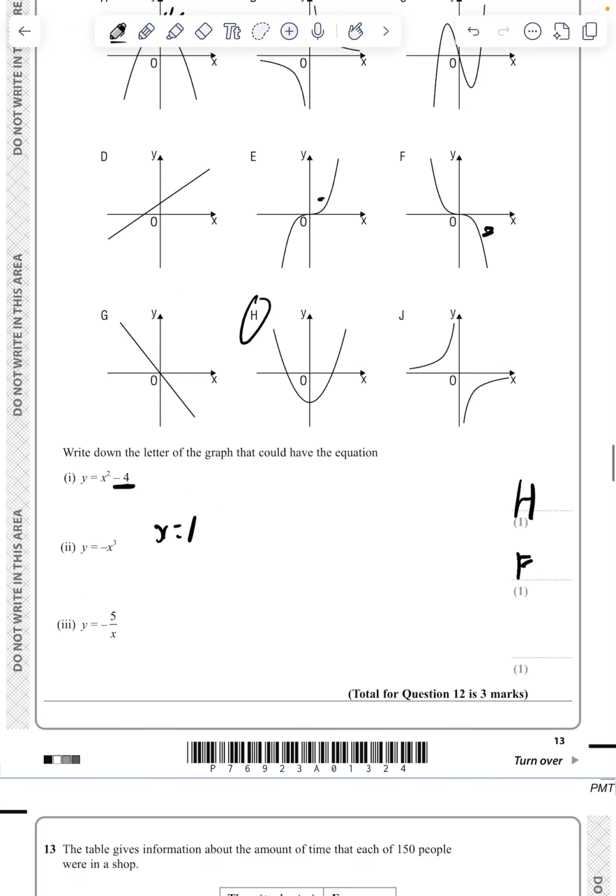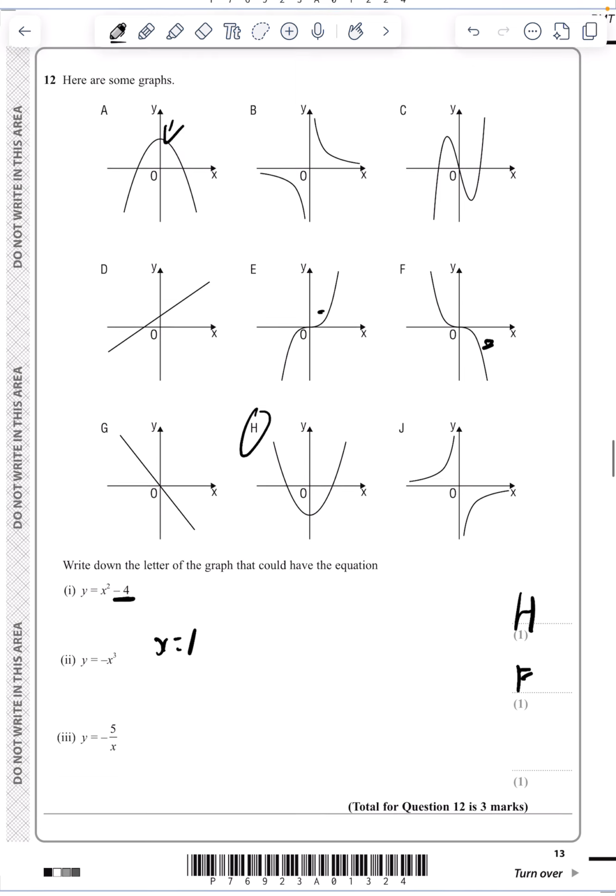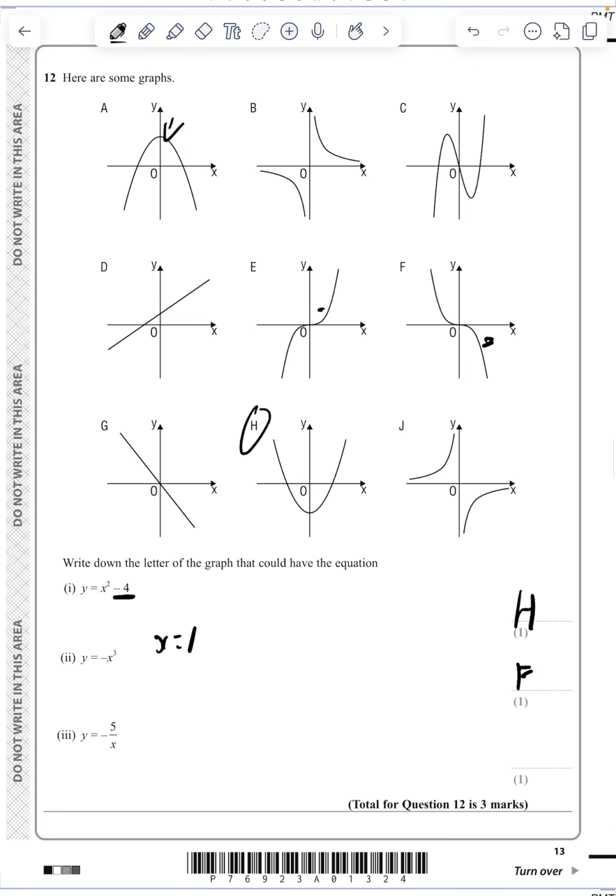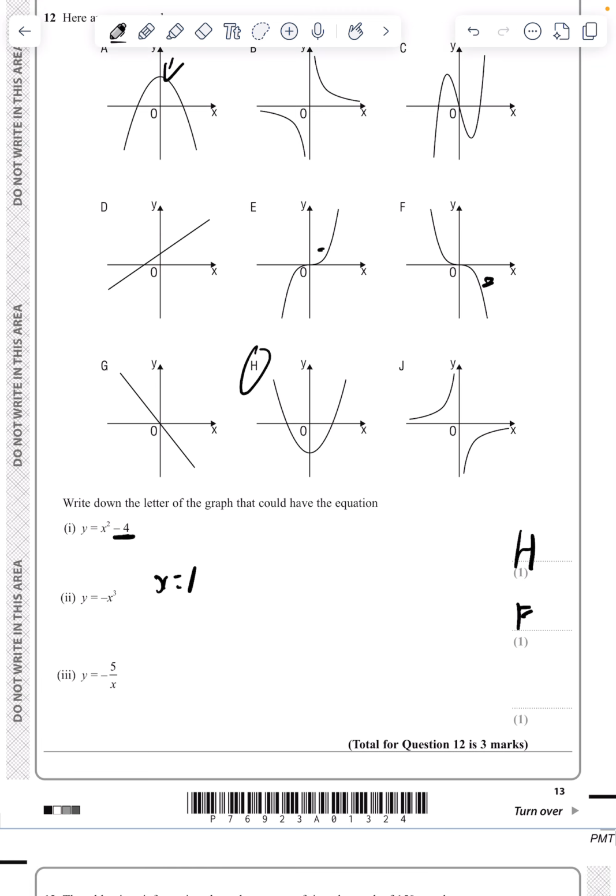So there you go. Then for the third one, it's reciprocal, negative reciprocal. So it's clearly either B or J. And again, if you don't remember, just sub in like a random value, 1. So x is 1, which one has a negative y value? It's J.